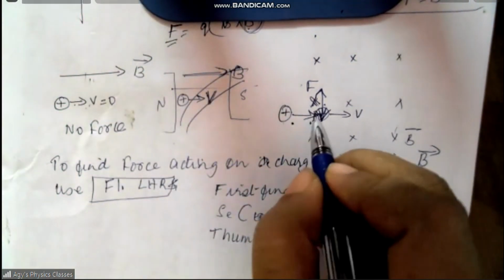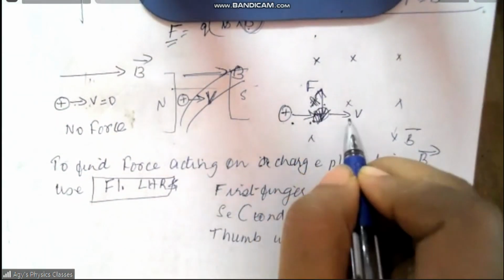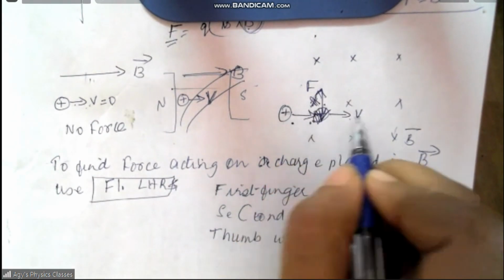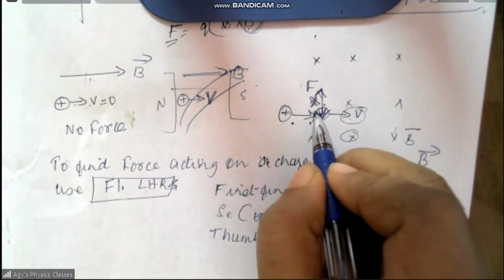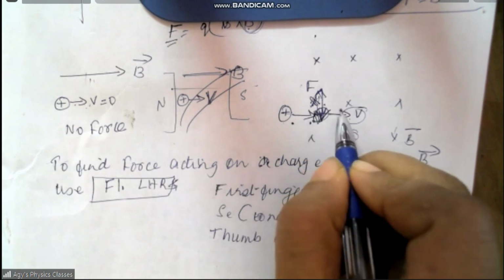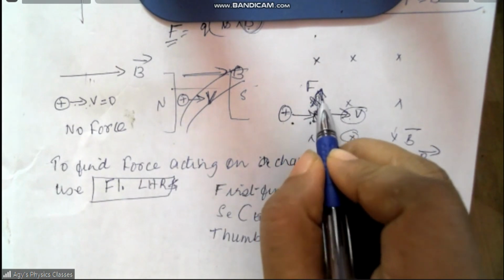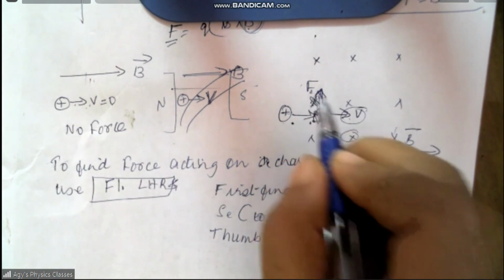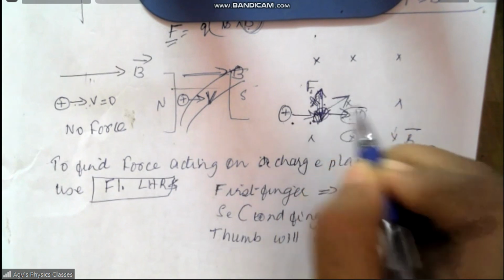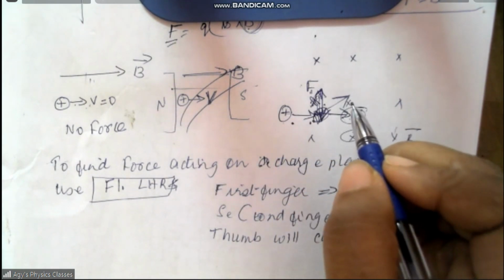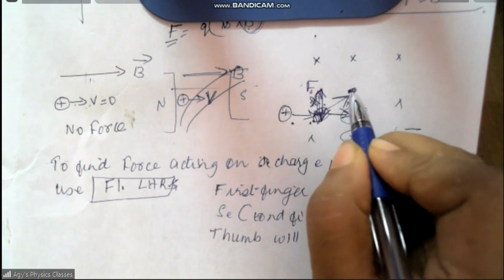Okay, so that is why I told you this is perpendicular to the velocity and magnetic field. So this way. Now it is already moving here, but now a force is applied. So which way will it go? It will go in the direction of the net force. So the particle comes over here.